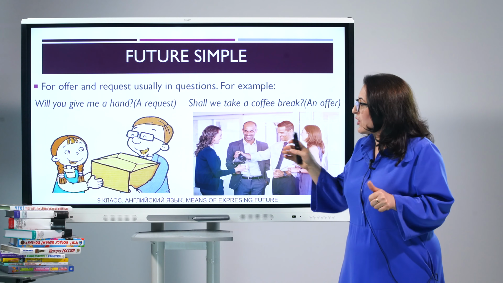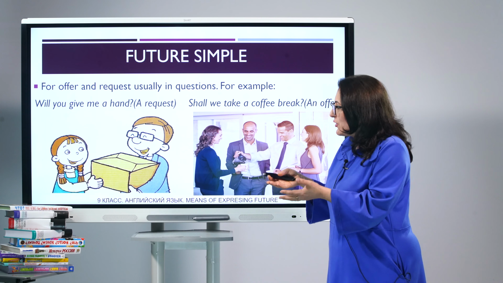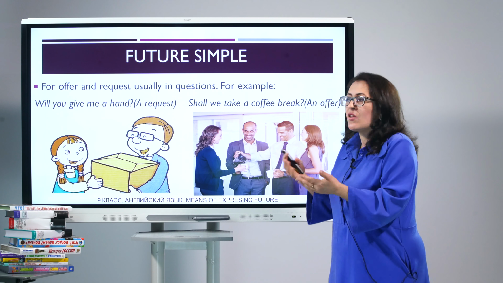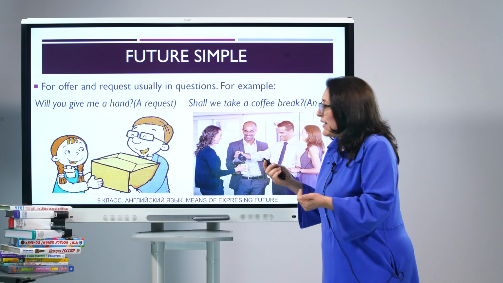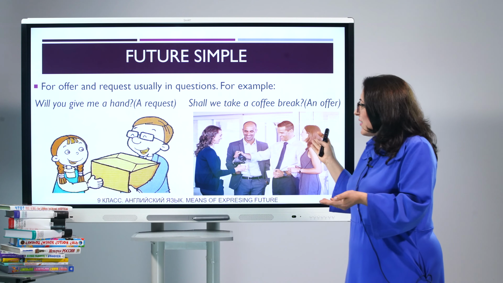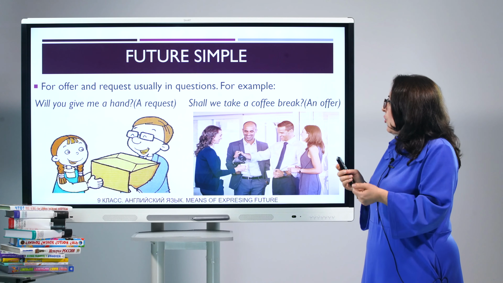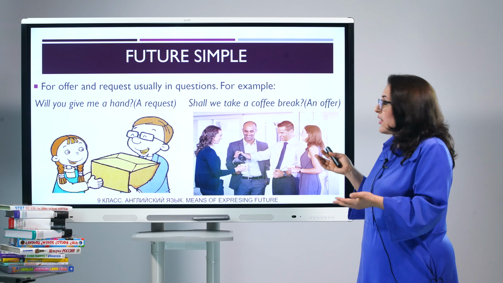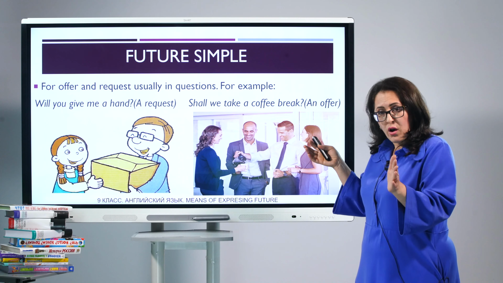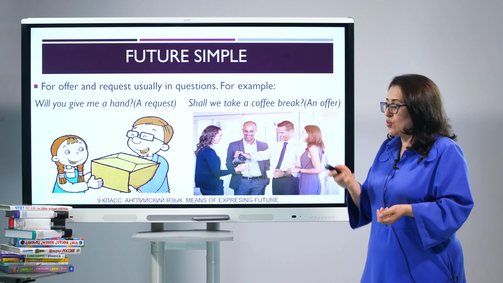So, if we have a request, look at the photo: the girl asks the boy to help her carry this box. And she makes a request in the form of a question, "Will you give me a hand?" That's a request, and the request starts with will. So in this picture, these colleagues have a coffee break. One of them suggested, "Let's have a coffee break," or "Let's drink coffee." Or he can say, "Shall we take a coffee break?" That's where we use future simple.